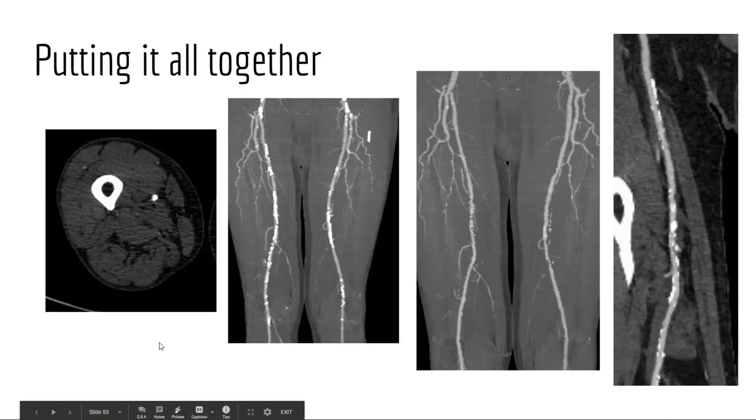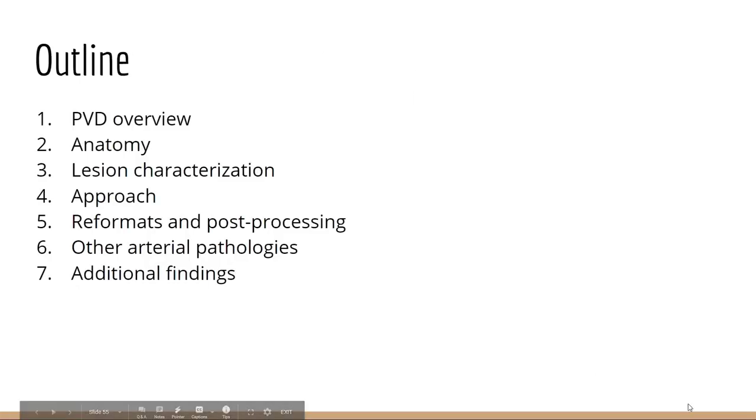So putting it all together, I do utilize these three: obviously the source images and the MP reformats, the volume rendering images with and without calcifications, and then the curved planar reformats. All right, we're almost done.